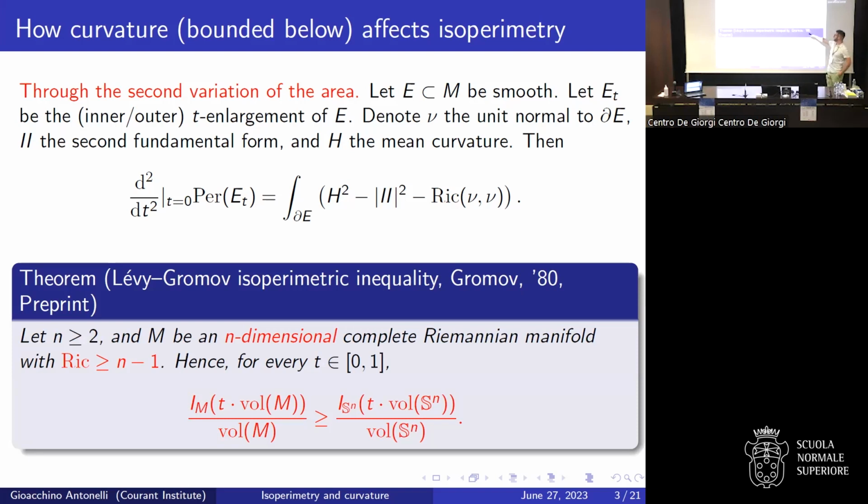This is a preprint in the 80s, where Gromov showed the famous, celebrated Lévy-Gromov isoperimetric inequality, leveraging some ideas of Lévy in the 50s. He proved that if you have an n-dimensional complete Riemannian manifold with Ricci greater or equal than n-1, so it's compact, then you have this sharp lower bound on the isoperimetric profile, okay? The renormalized isoperimetric profile is bounded below by the renormalized isoperimetric profile of the sphere, which is the model that has Ricci equal to n-1.